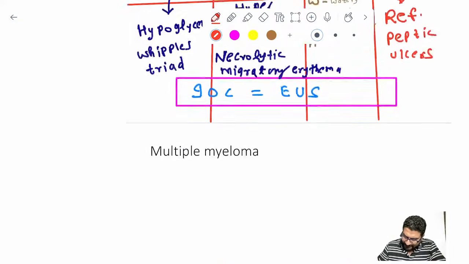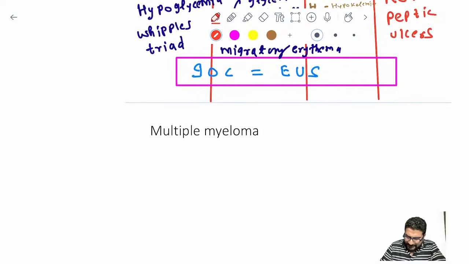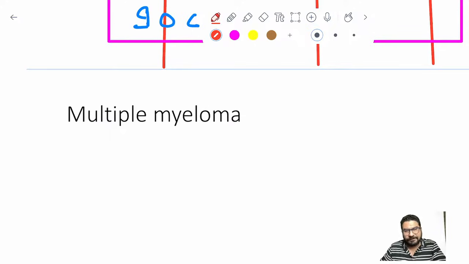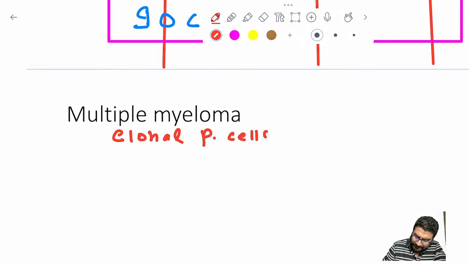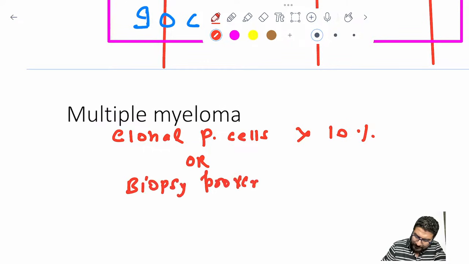Okay, moving to multiple myeloma. How do we diagnose multiple myeloma? Remember, you will see clonal plasma cells, more than 10%, or you can see a biopsy-proven plasmacytoma.